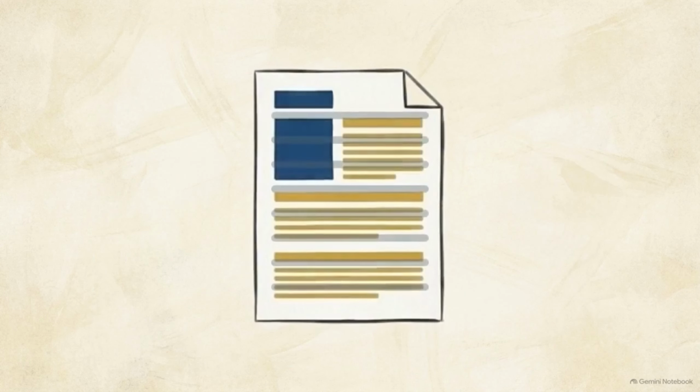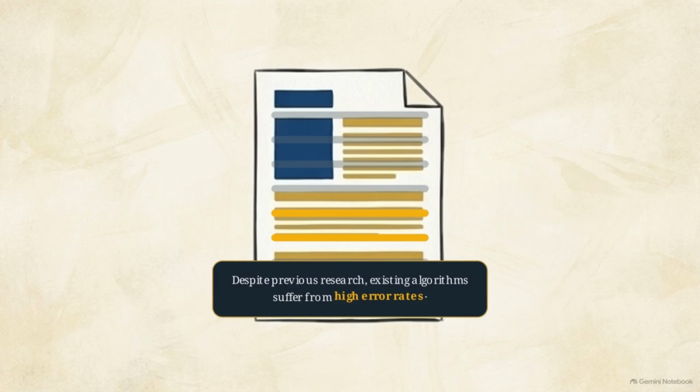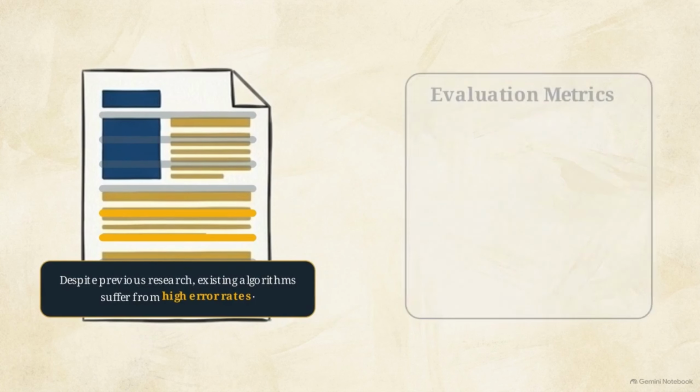Try to find the gap in this abstract. The phrase "despite previous research" introduces the specific failure of existing algorithms, which justifies why this new study was conducted. Use that gap to evaluate the methodology.